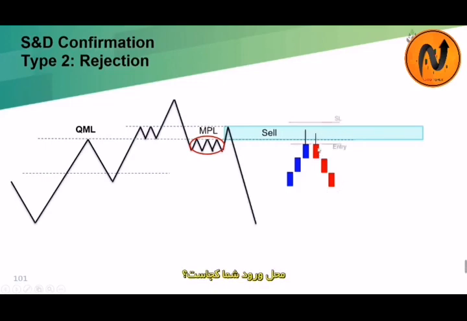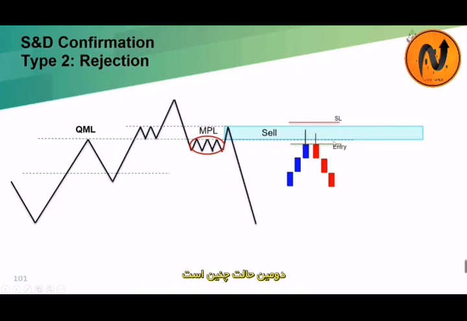So where is your placement of entry? This is usually a direct entry. Direct entry means that once this candlestick has confirmed, you enter directly, and the stop loss will be above here. A bit above, meaning there is some spread, depending on your own broker.